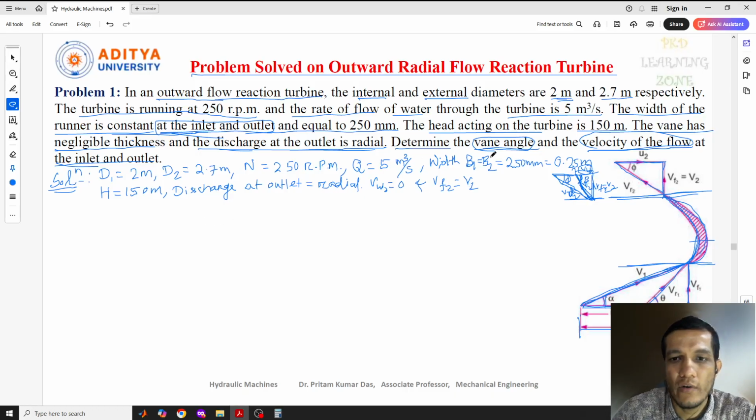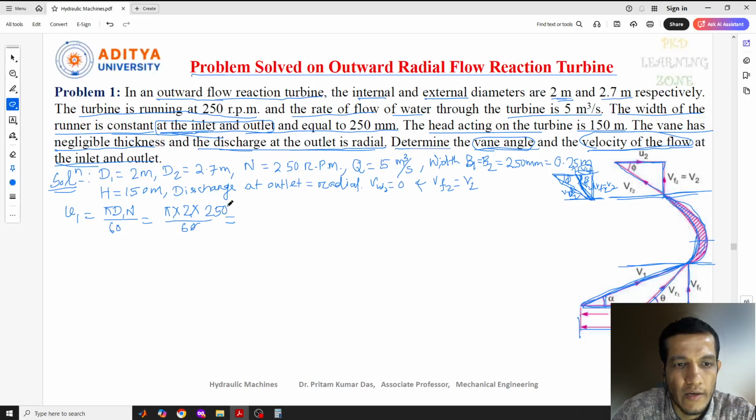Now we need to find the vane angles and the velocity of flow. To find that, we'll go step by step. First I'll find the tangential velocity, this is U1. U1 equals pi d1 n by 60. Similarly, U2 we can also write in this way. So pi into d1, d1 is 2, n is 250, divided by 60.